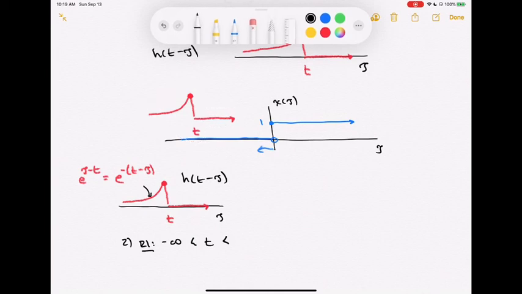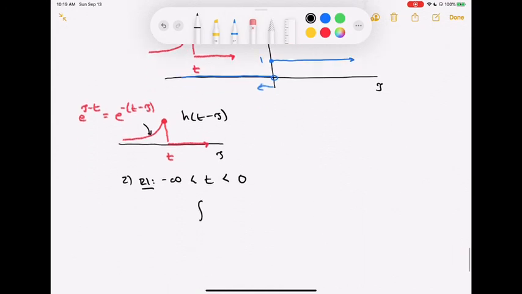So for the region minus infinity less than t less than 0, the integral of x of tau, h of t minus tau, going from minus infinity to infinity, the area of the product of those two functions, is an integral from minus infinity to infinity, but the product of those two functions in those cases is always 0. It has a particular form, and we get out 0, because those guys have no overlap. Nice. So I have just completed half of my result with the evaluation of a single interval, because that integral has a fixed form over that part.